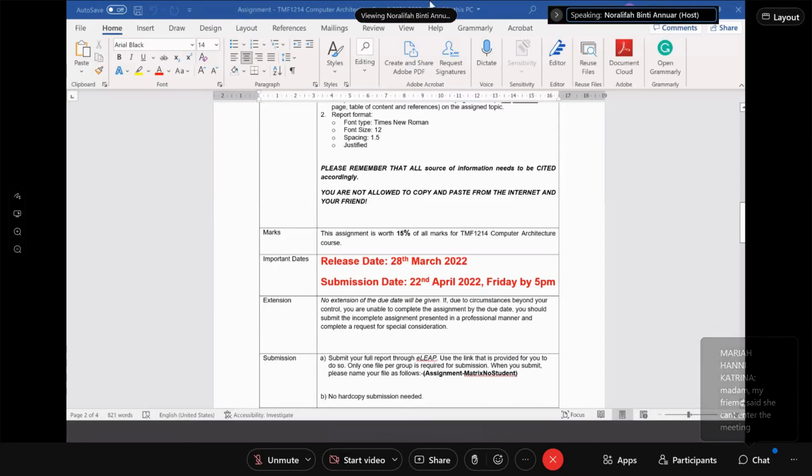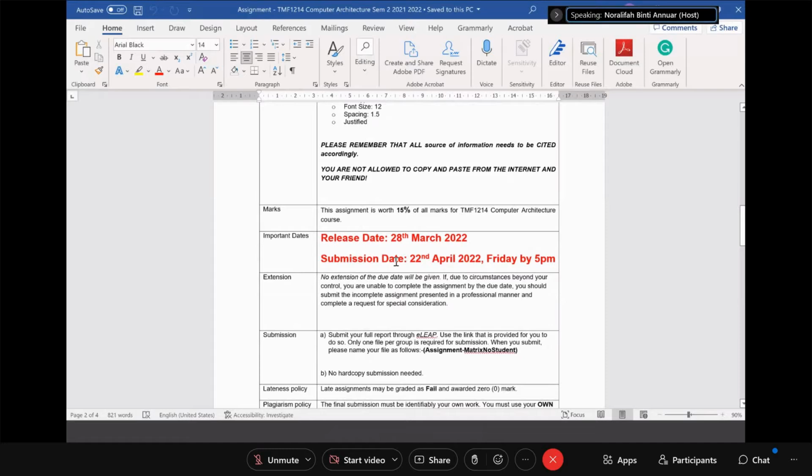Cannot enter the meeting. Why? Kau masuk lagi. Try to join again. Cakap dengan kawan tu. Because I don't see any guest list here. Okay.